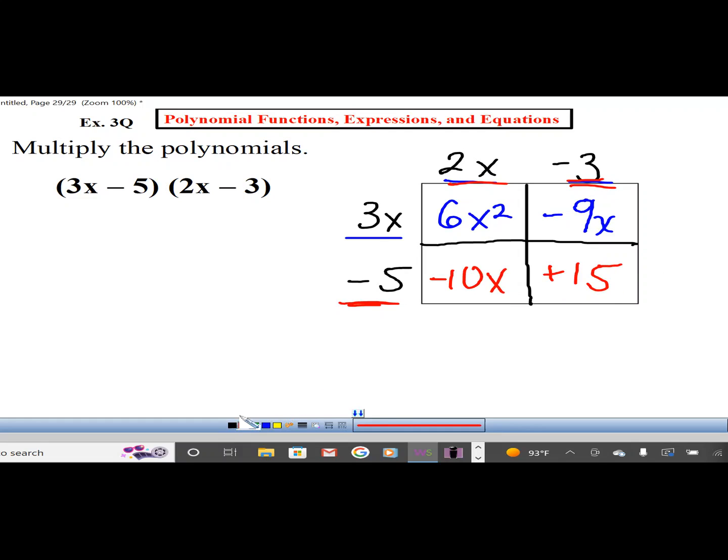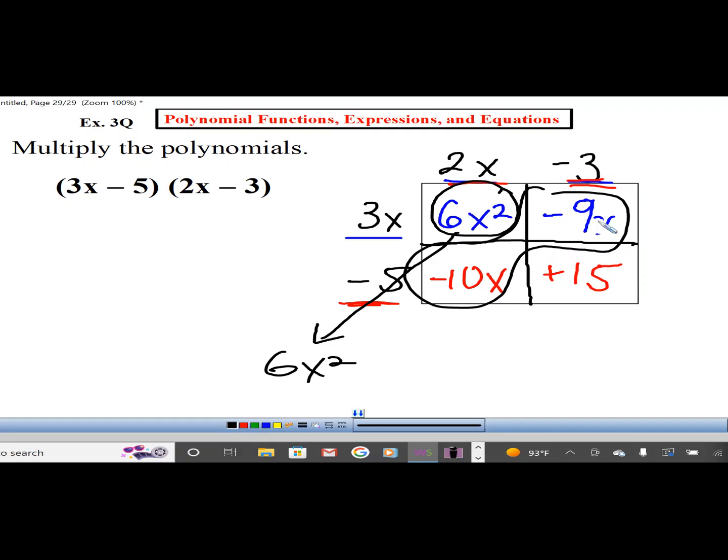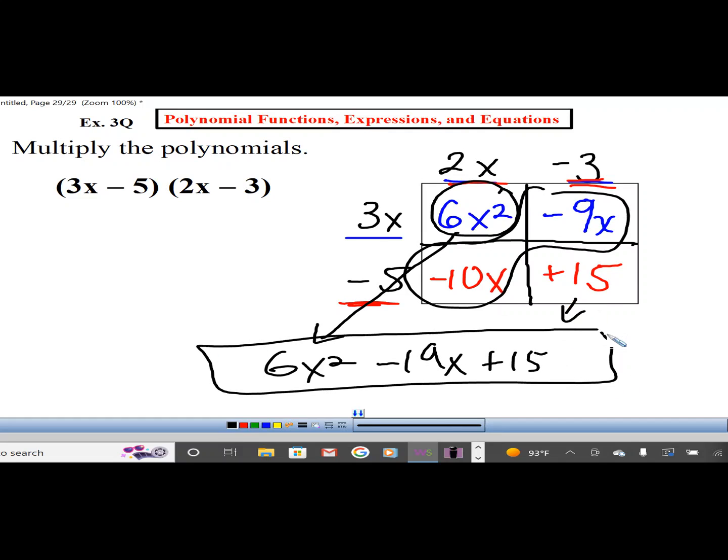All right, and here we go. Do we have any other x squares in here? No, bring that down. 6x squared. Combine these. What is -10 and -9? -19x, and bring down plus 15. Hands if you got that. All right, I think we got this, yeah?